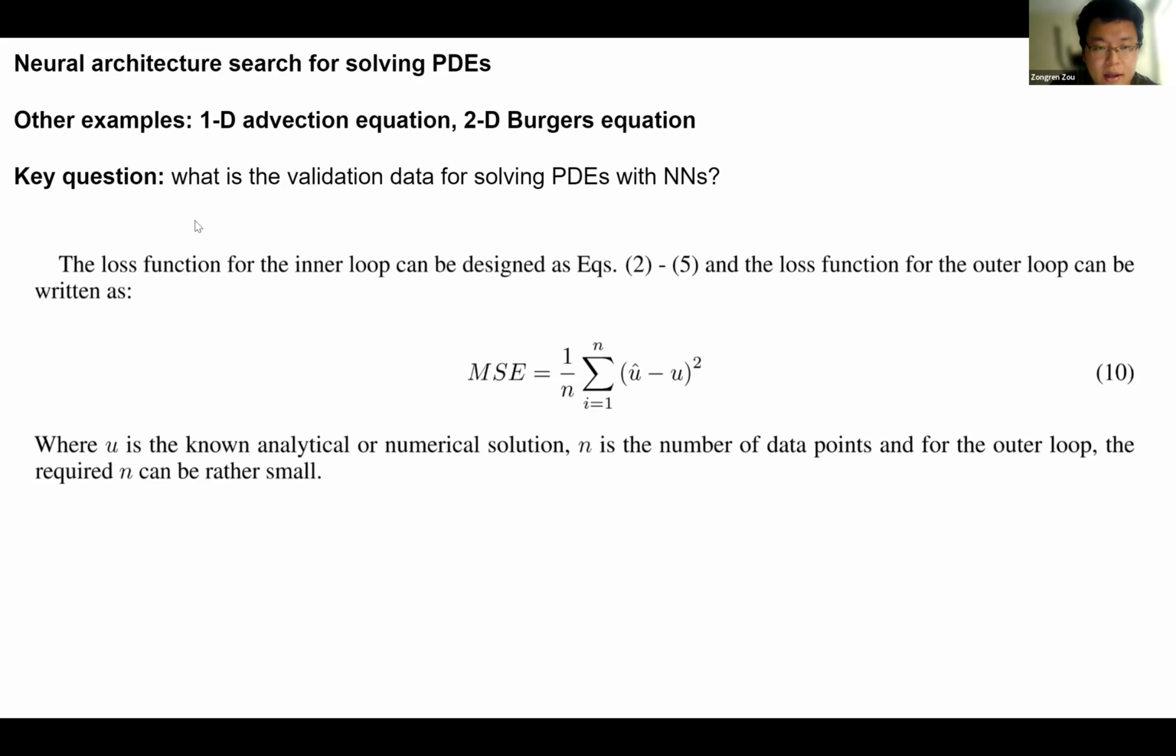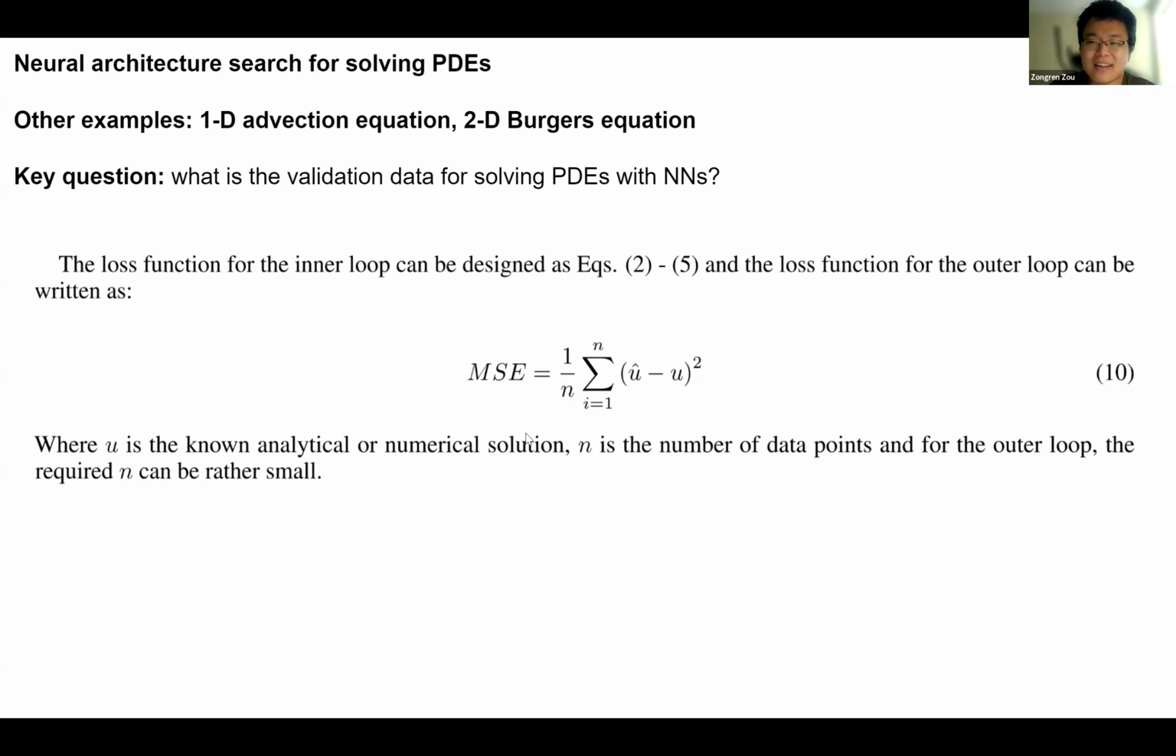Here is a screenshot of the paper. The authors say the loss function for the inner loop can be designed as the PINN loss, and the loss for the outer loop can be written like this. U hat is the prediction of the PINN, and U is the known analytic or numeric solution, and N is the number of data points. For the outer loop, the required N can be rather small, but still the analytic or numeric solution of U is known.